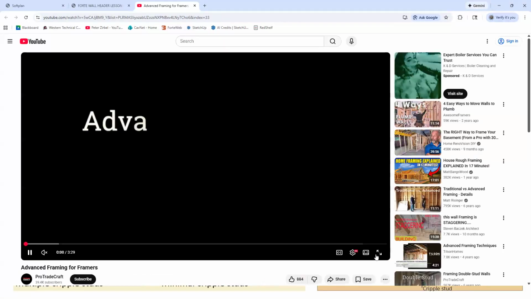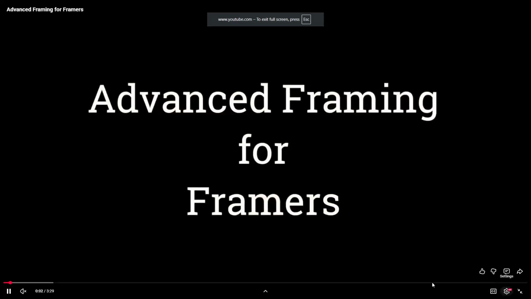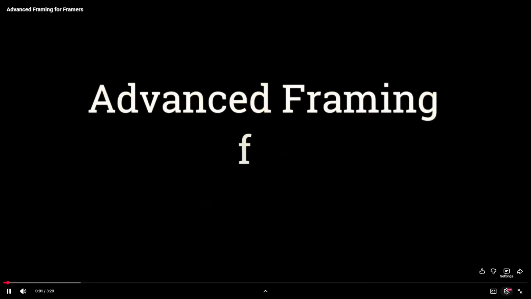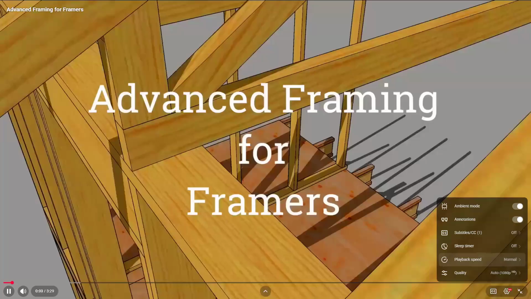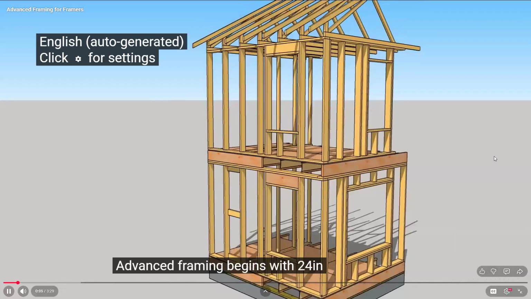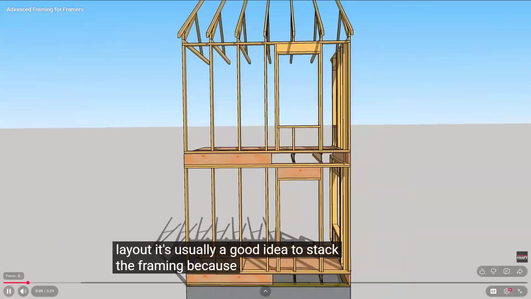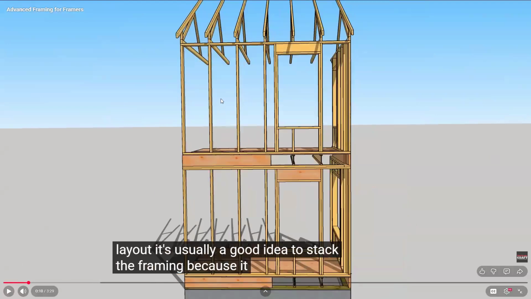So this is a little SketchUp version of advanced framing. So let's see if this video still works here. With 24-inch layout. Advanced framing begins with 24-inch layout. It's usually a good idea to stack the framing because it... Okay, now he's talking about stacking the framing.